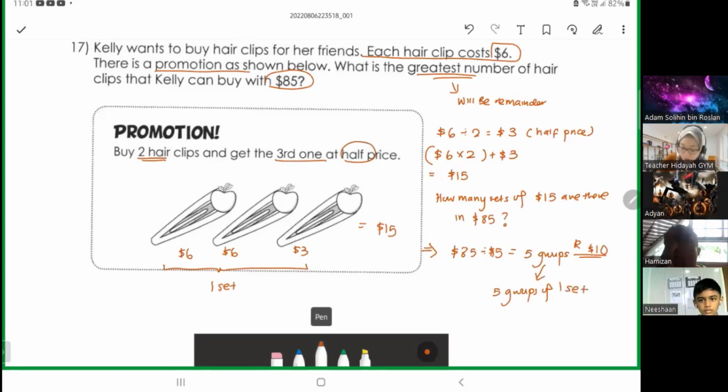So you take the balance, the remainder, the $10, right? You divide it by $6 because 2 of it equals $12. So 1 remainder 4. So I can get 1 only, and then there's remainder again. Okay, 5 groups of one set. One set, how many hair clips? 5 times 3, and then you plus 1 just now. Okay, that will be 16. I can only buy 16.